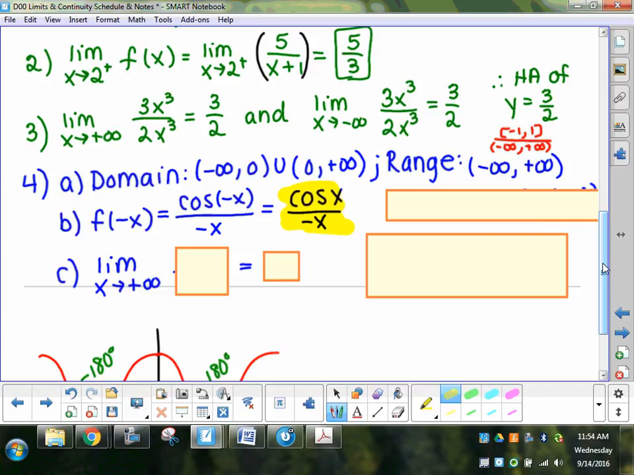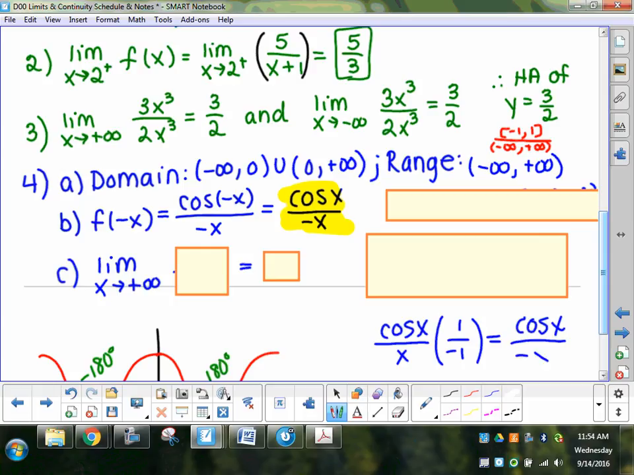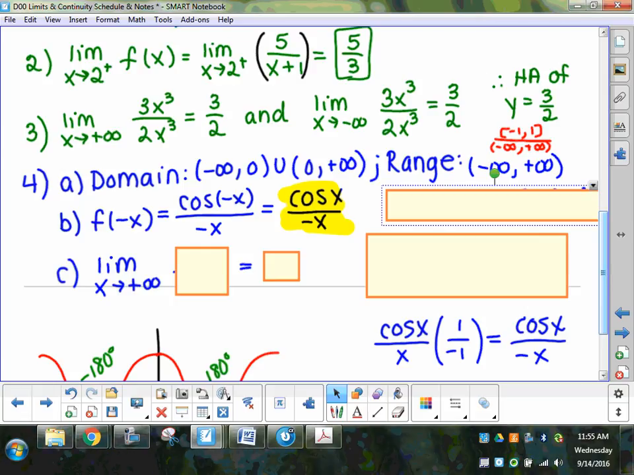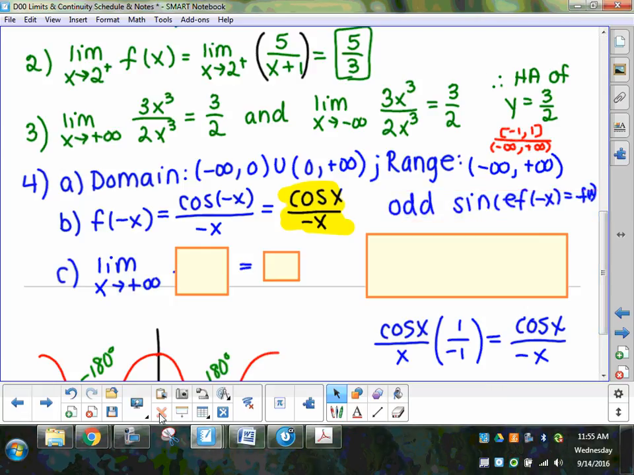Yeah. This is the same as multiplying, hopefully we see this. If I took cosine of x over x and multiplied it by negative 1, doesn't that come out to be cosine x over negative x? So this is the negation, and if it's the negation, it's odd, since negative f of x is equal to f of negative x.